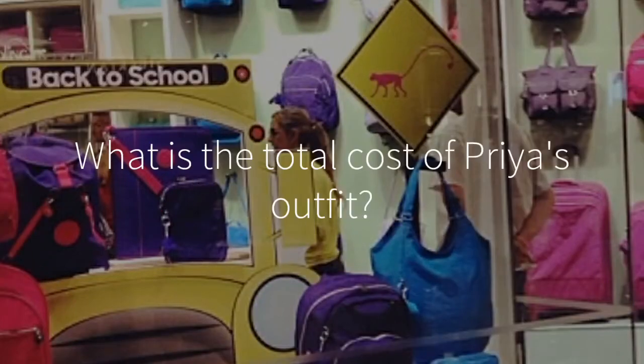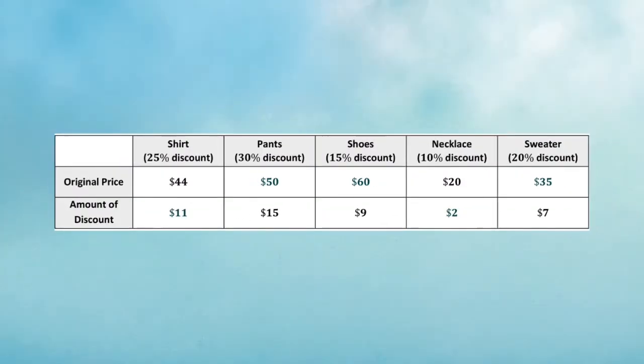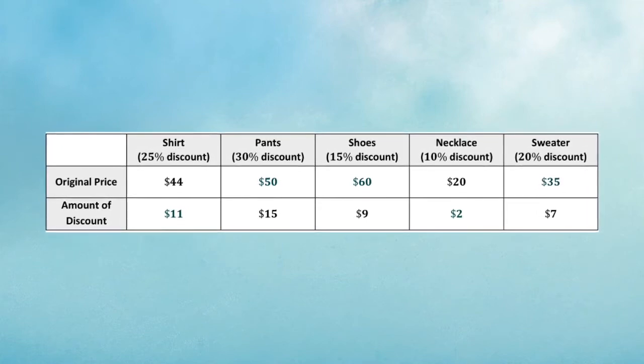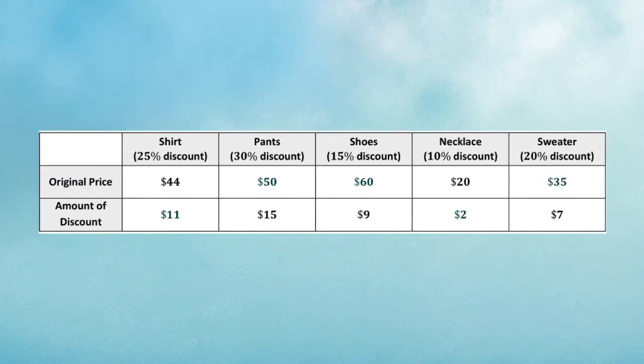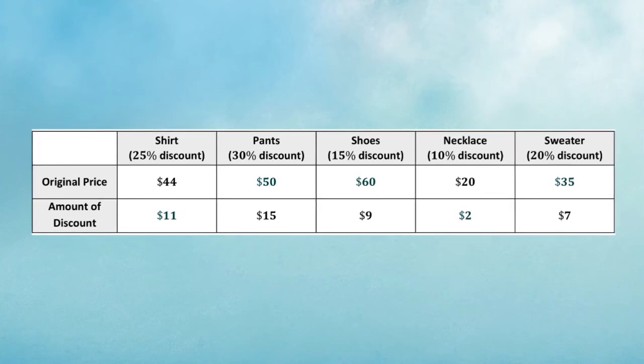And now I want you to find the total cost of Priya's outfit. Let me give you a table to help you out. Here are all 5 items we discussed. Here are their original amounts and the amounts of the discounts. I want you to tell me how much she paid for all 5 of these items together.